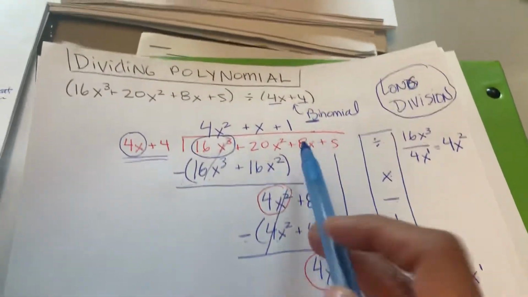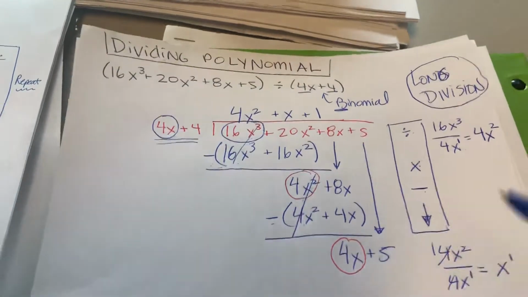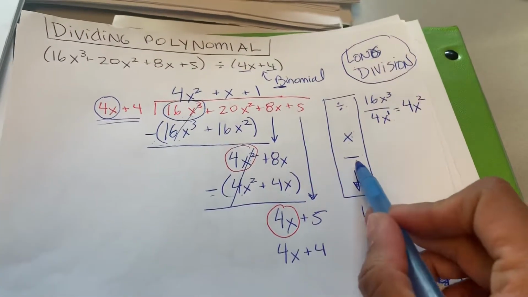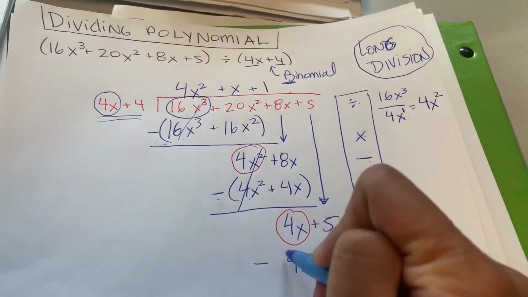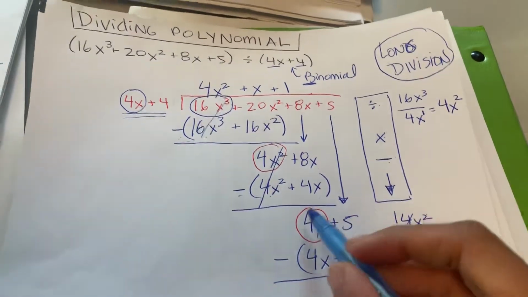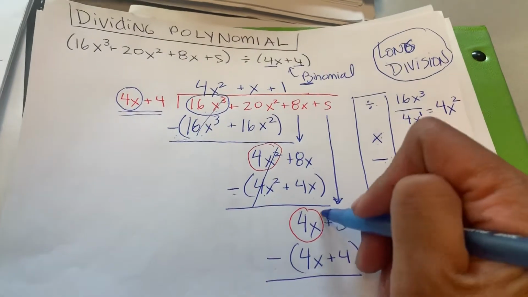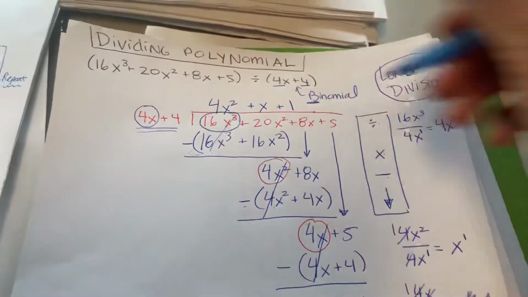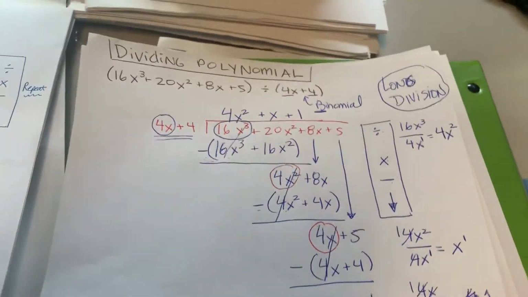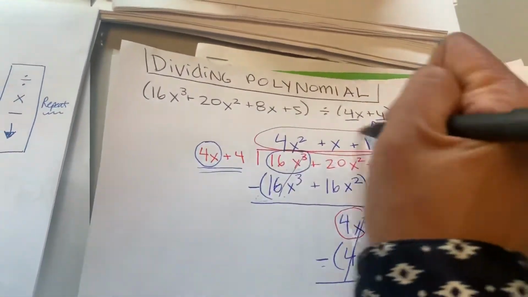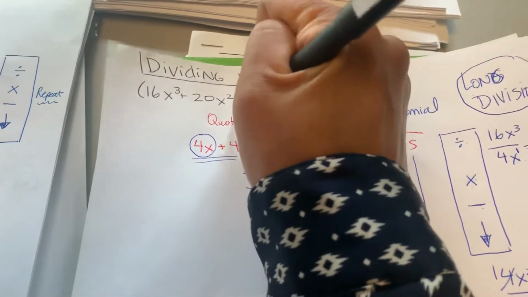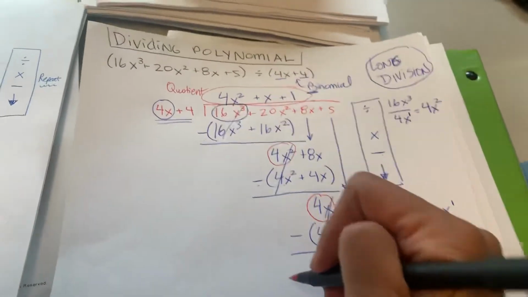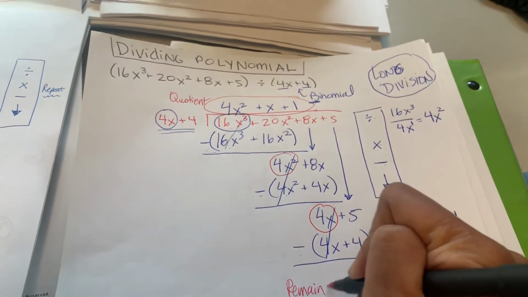And then I'm going to multiply 1 times everything out here, which will give me 4x plus 4. Now I'm going to subtract. So when I subtract, put this in parentheses. 4x minus 4x becomes a 0. 5 minus 4 becomes a 1. Nothing else to drop. So therefore, this would be my answer as a quotient. So this is the quotient, and this 1 here is my remainder.